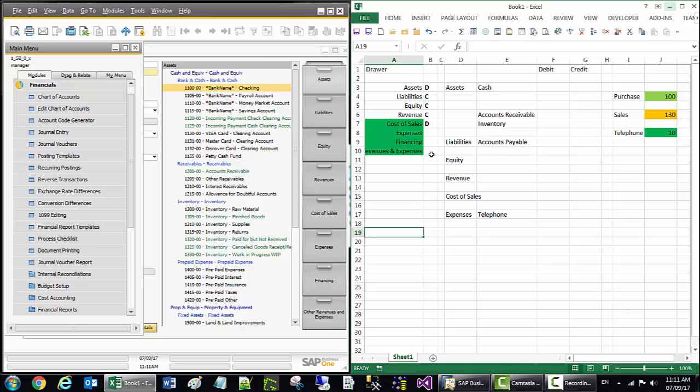What I found is the way is to just remember DCCCD. Just remember DCCCD. On the left-hand side, you know the sequence: asset, liabilities, equity, revenue, and cost of goods sold. So on the right-hand side, it's just DCCCD.